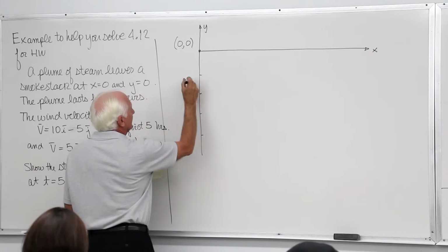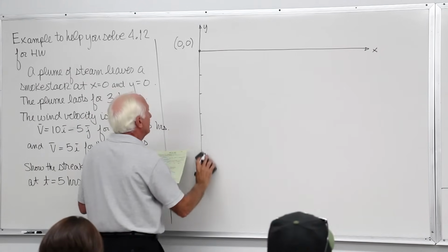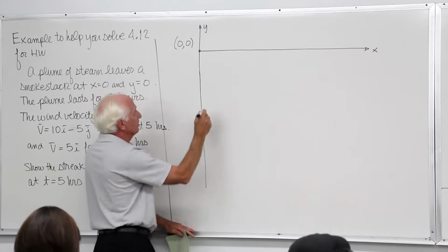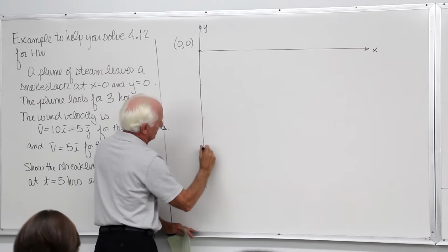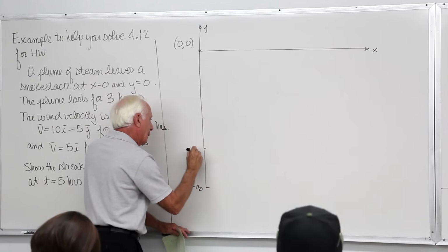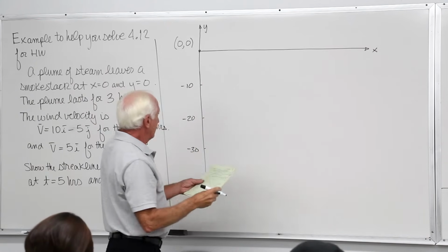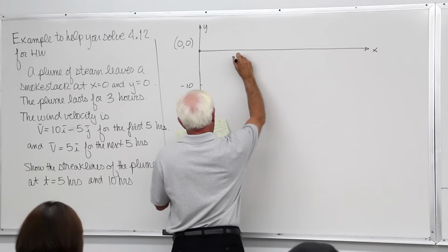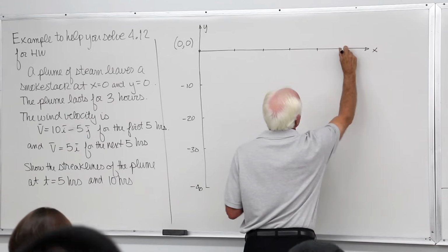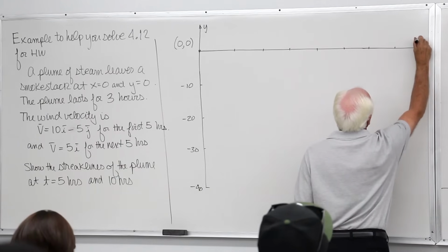I want to go more than that. I'm going down to 40. I'm going to make this bigger because I want to emphasize this. You can't draw these things too small. 10, 20, 30, 40. And in the x direction, 10, 20, 30, 40, 50, 60, 70, 80.